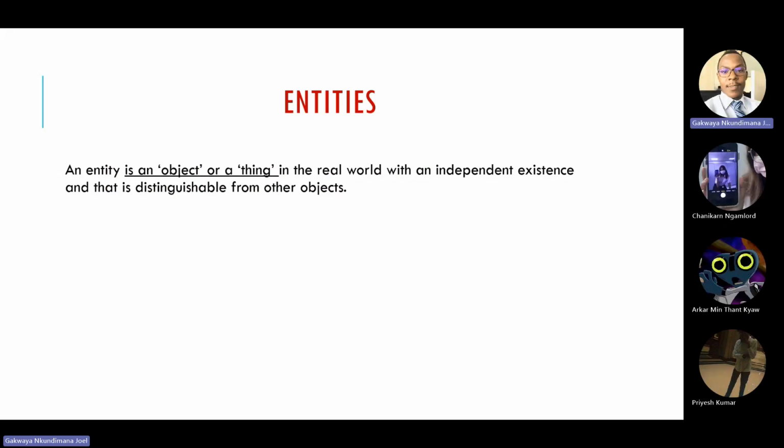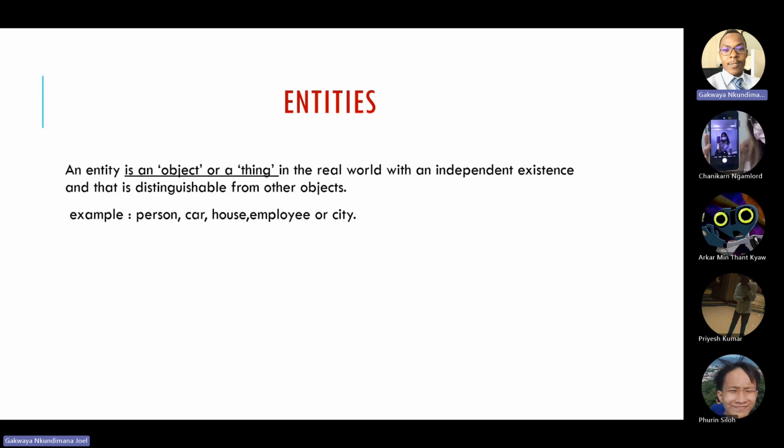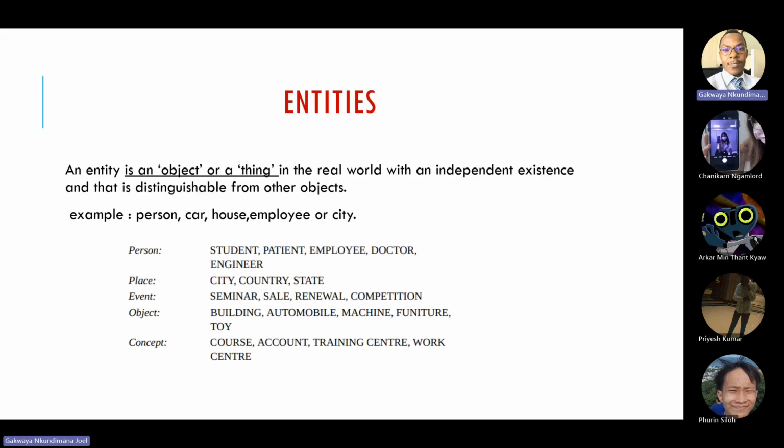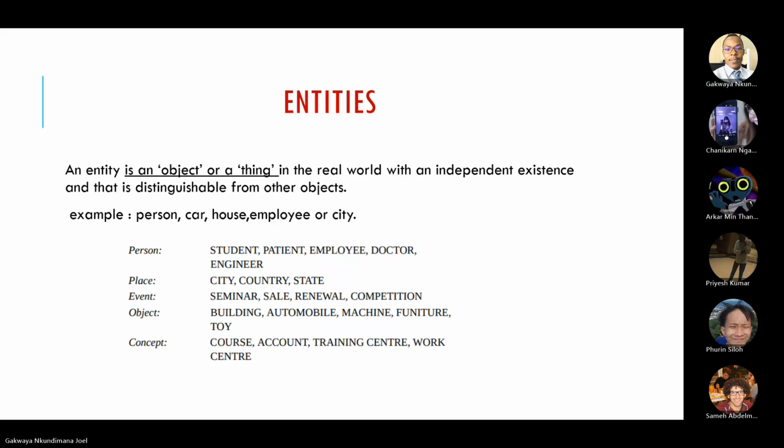Yes, I was mentioning that an entity can be anything which can be described or distinguished. These are examples of entities which you can have here. For example, a person, car, house, employee, or city. These can be the entities. This is the way we can describe an entity. Just keep in mind, these are the different types of entities. A person is an entity.